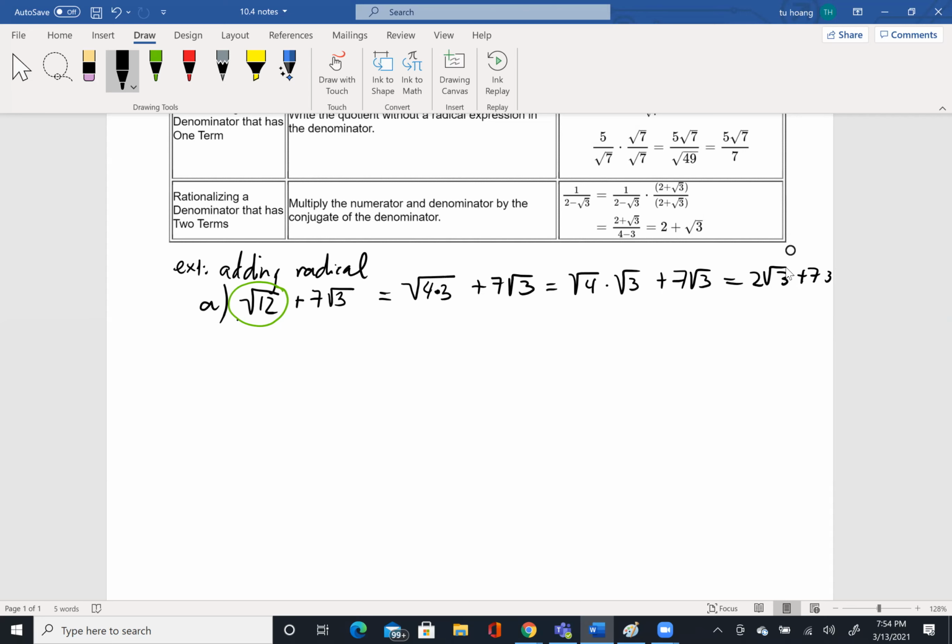Okay, let me rewrite this. Now combine like terms, you have 2 plus 7 square root of 3. So 2 plus 7 square root of 3, which equals 9 square root of 3 as the answer. Okay. So now let's move to B.